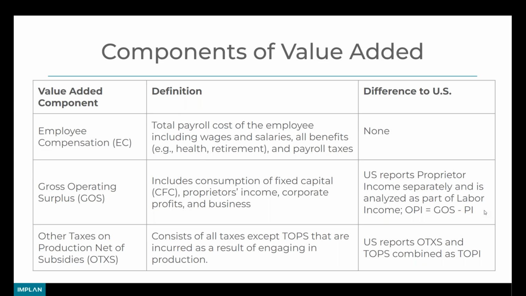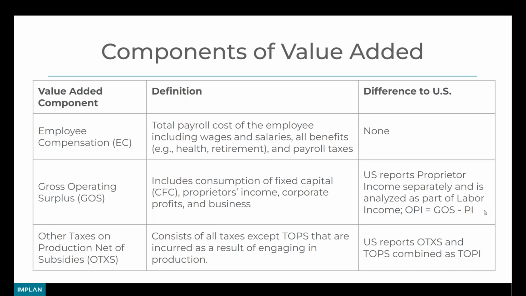Another difference in value added arises from lack of data on proprietor income and proprietor employment in the international product. In the core US-based product, the US reports proprietor income separately, which allows for estimates of proprietor employment and other property income, where other property income is gross operating surplus minus proprietor income. In the international product, proprietor income is not reported separately. Instead, proprietor income and other property income are reported together as gross operating surplus.